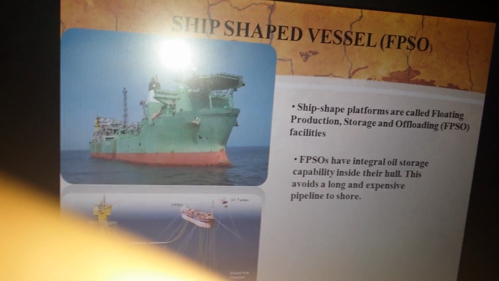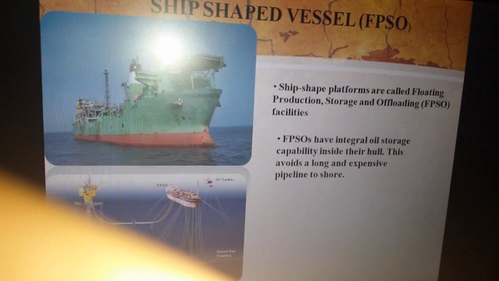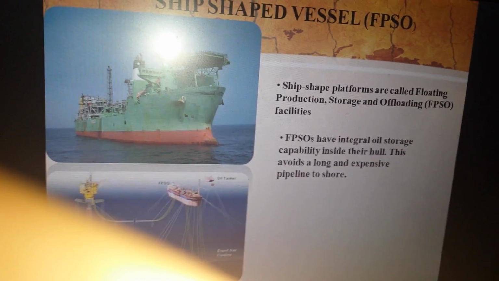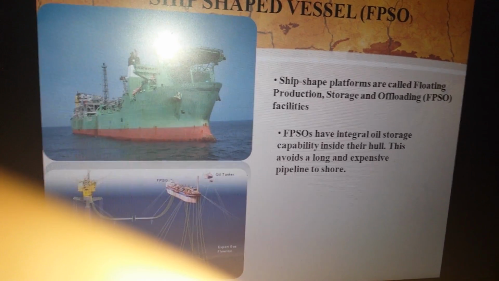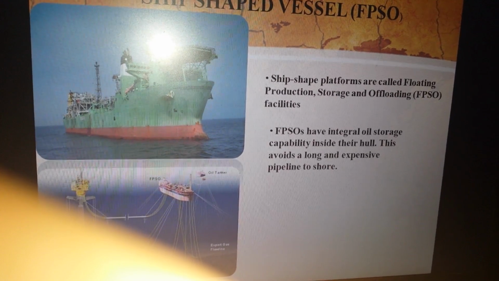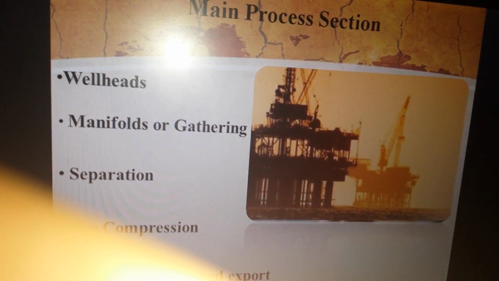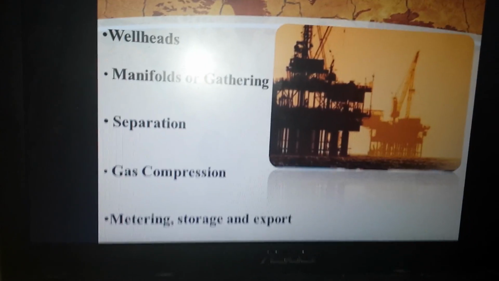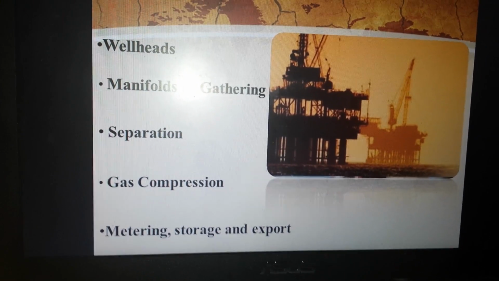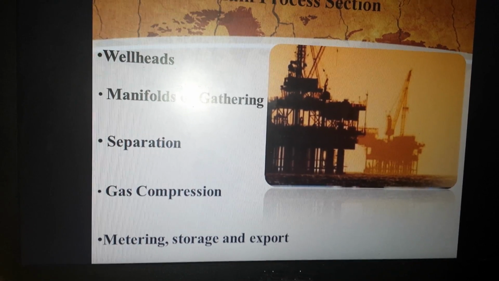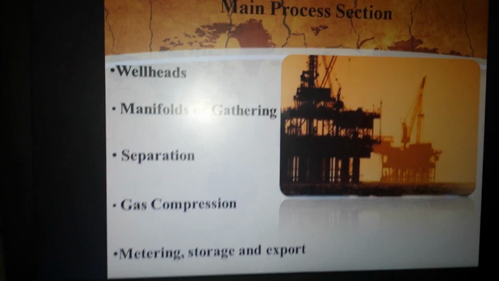This is a ship-shaped vessel, also known as FPSO. So instead of carrying longer pipes and all, these kinds of ships are used to drill the oil in offshore. So when it comes to the main process section, there are a number of stages involved, such as wellheads, manifolds or gathering, separation, gas compression, metering, storage and export.